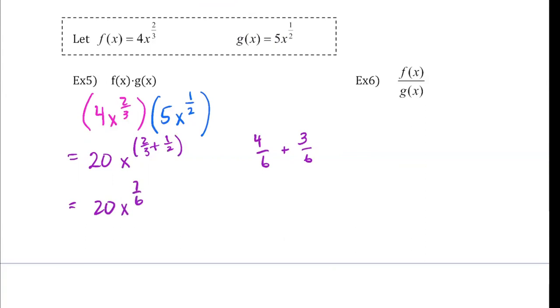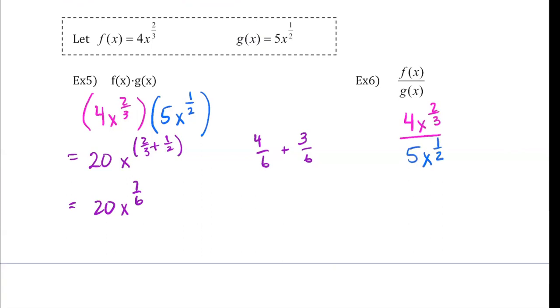Let's divide and go over again how those rules of properties of exponents apply here. So we have f of x being divided by g of x.